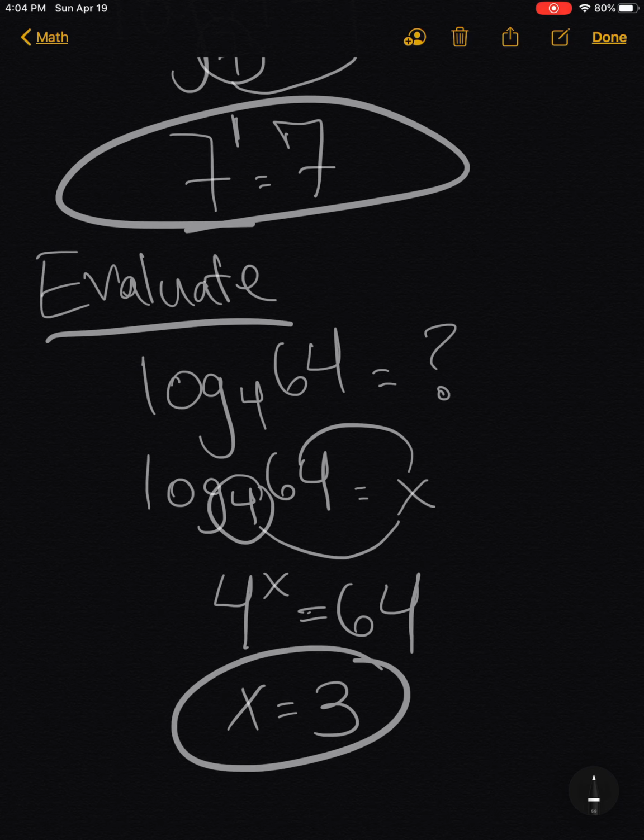Now, how do you do that? Well, you have to be good at your times tables or trial and error, meaning plug in random numbers until you get it. So 4 to the first is obviously not it. 4 to the second is obviously not it. And then just keep on trying until you get what the answer is. So x equals 3 because 4 to the third power is 64.